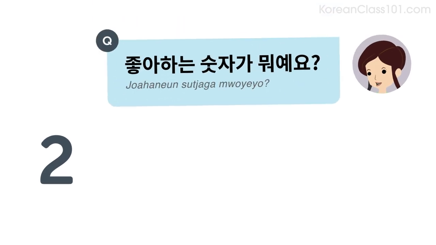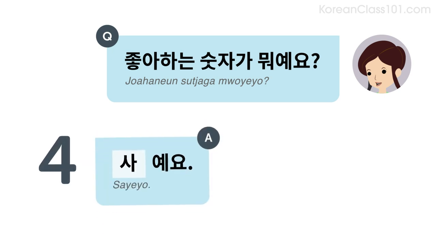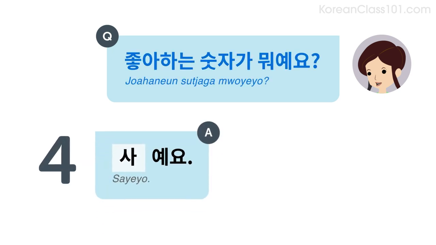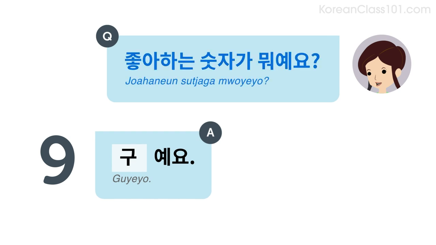Let's look at some examples. Listen and repeat or speak along with the native speakers. 좋아하는 숫자가 뭐예요? 2이에요. 좋아하는 숫자가 뭐예요? 4이에요. 좋아하는 숫자가 뭐예요? 9이에요.